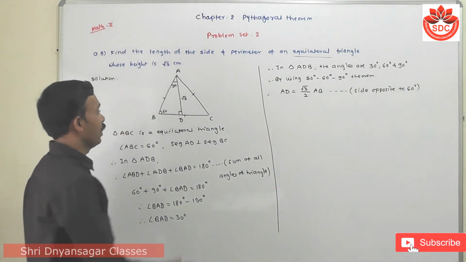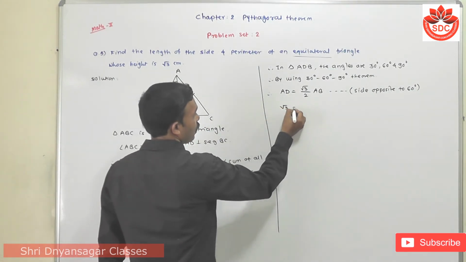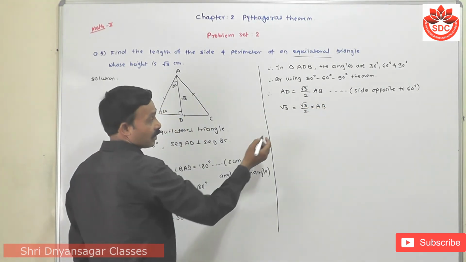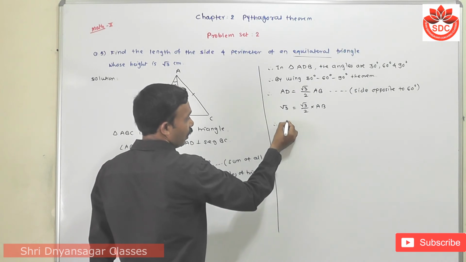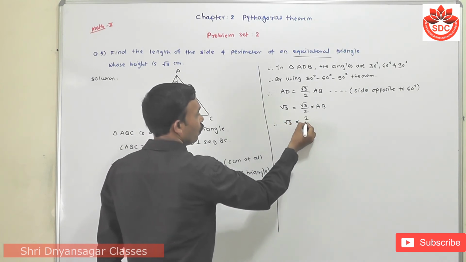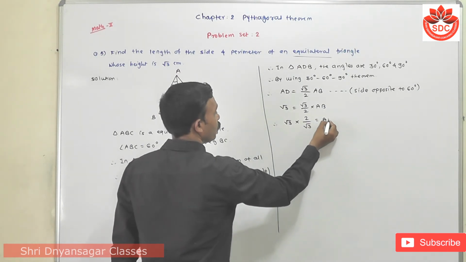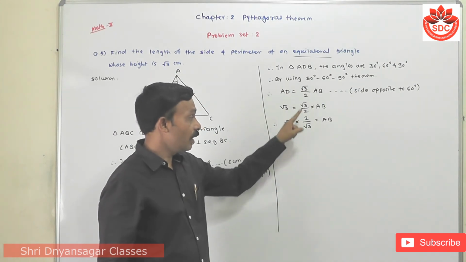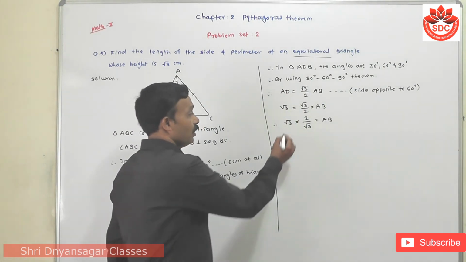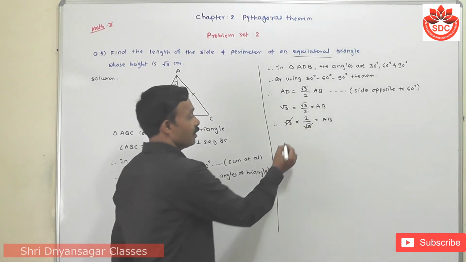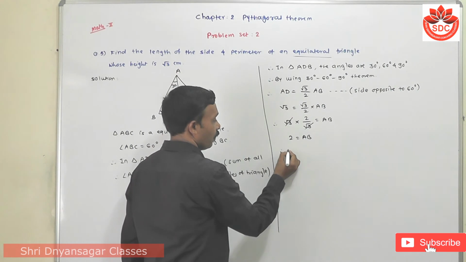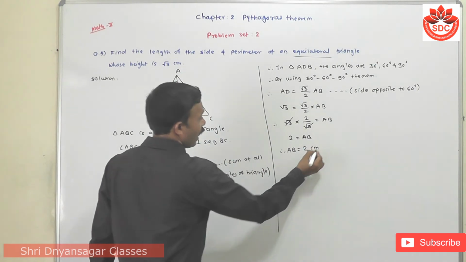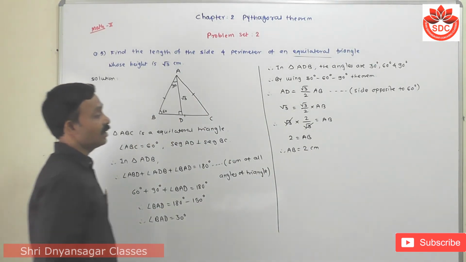Then substitute the values here. AD is root 3, equal to root 3 upon 2 into AB. Transposing to the other side, we get root 3 into 2 upon root 3 is equal to AB. When we transpose, the denominator converts to numerator and the numerator converts to denominator. Then these root 3 get cancelled. Here 2 is equal to AB. Therefore AB is equal to 2. The unit is centimeter. It means that the side of the equilateral triangle is 2 centimeter.